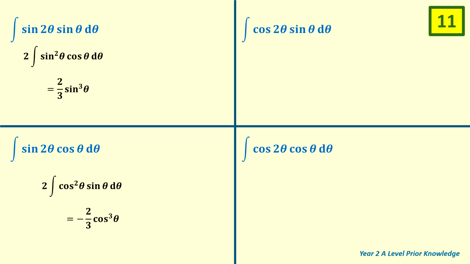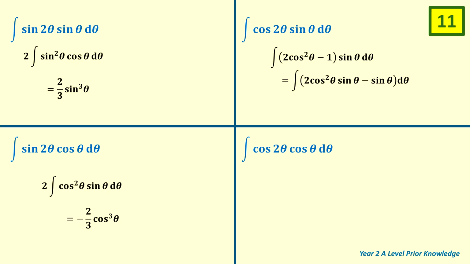Cos 2 theta sine theta. Now, don't forget that the expansion, or whatever you want to call it, for cos 2 theta, the identity for that is not as simple as it is for sine 2 theta. So for cos 2 theta sine theta, we really want to write it in terms of cos squared, on the basis that we can then use our ideas of reverse chain rule to integrate 2 cos squared theta sine theta, which is exactly what we've just integrated at the bottom left.